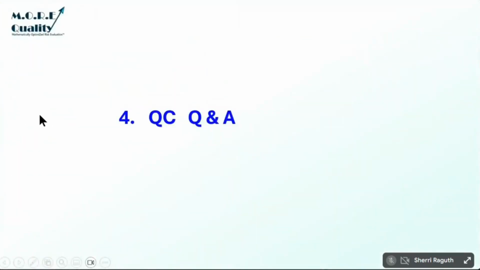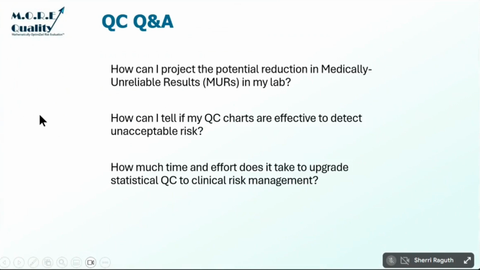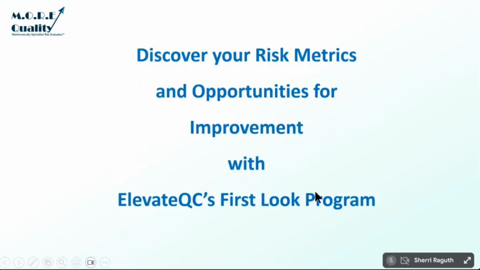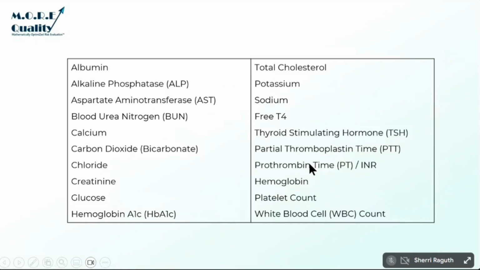Okay, Q&A. I'm going to go through just this first and hopefully have a few minutes for you at the end. How can I project the potential reduction in medically unreliable results in my lab? How can I tell if my QC charts are effective? How much time and effort does it take to upgrade SQC to clinical risk management? What we're offering and inviting you to do is discover your risk metrics and opportunities for improvement with Elevate QC's First Look program.